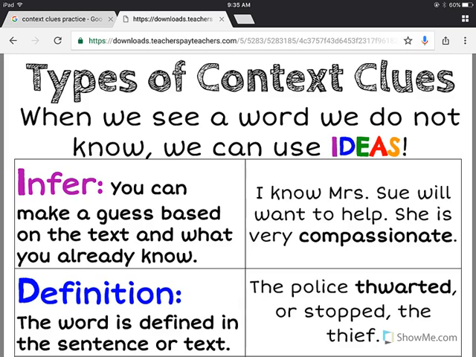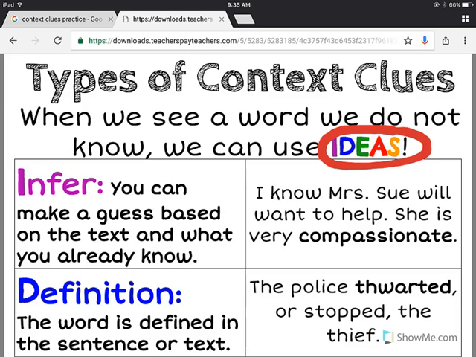So I thought this little trick might help you. There are different types of context clues that you can use to help you understand what words mean. And there's a little acronym that I found that was kind of interesting. If you think of the word IDEAS, all the letters of IDEAS stand for a different word that helps you know what words mean.